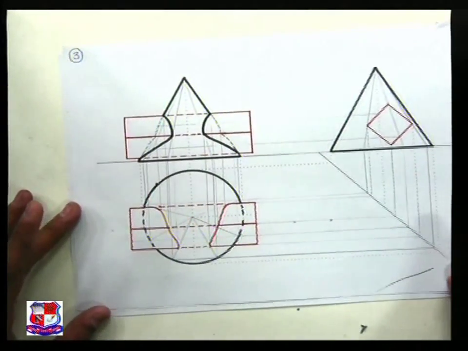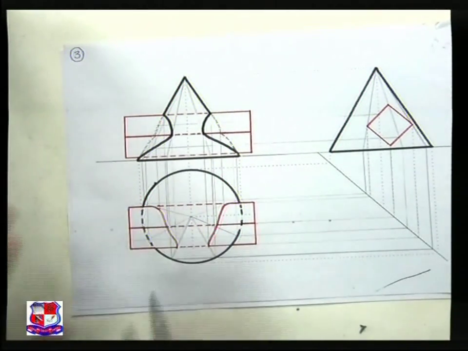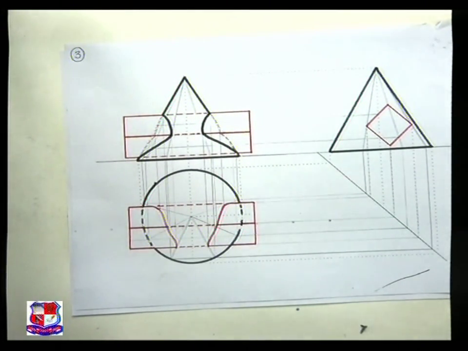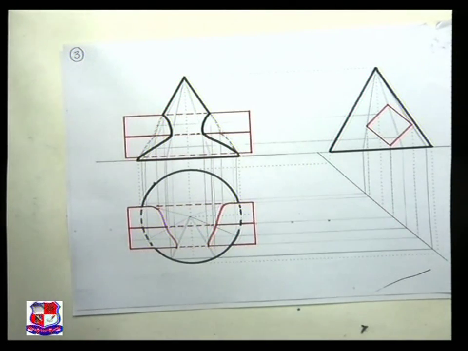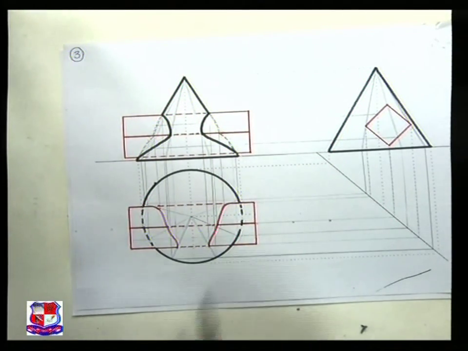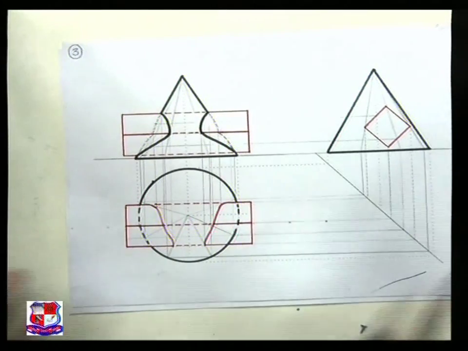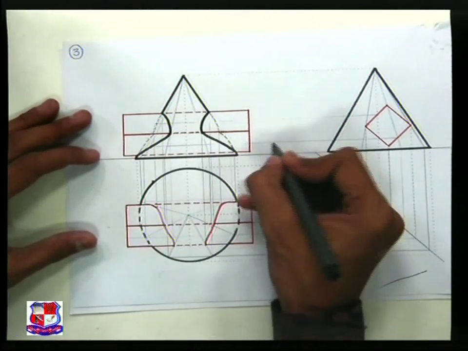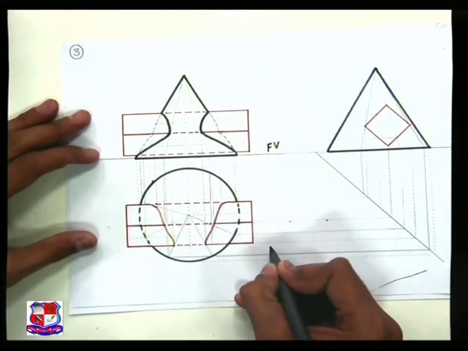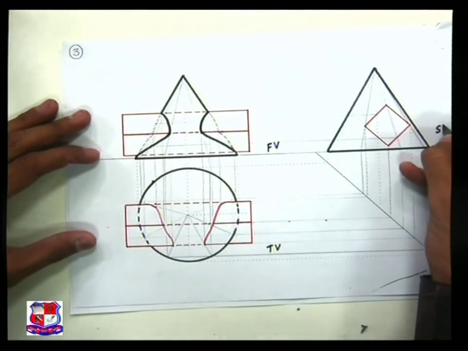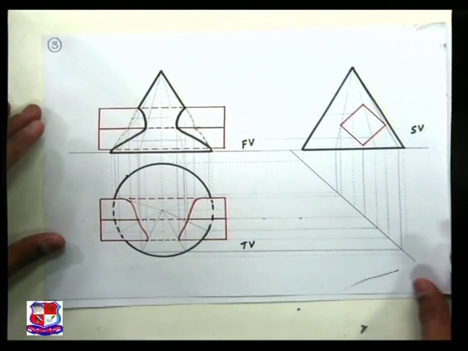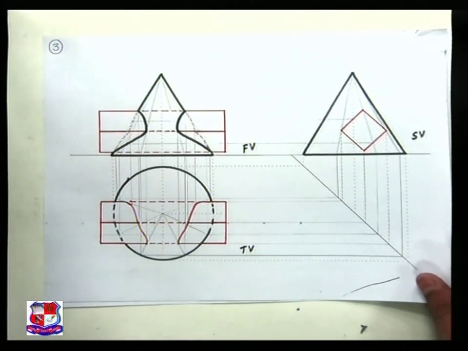So this is the curve of intersection shown by these red lines, and here also you can insert the dimensions. This is the front view, this is top view, and this is side view. You can name the views as front view, top view, side view. And I hope the solution of this problem is clear to you.